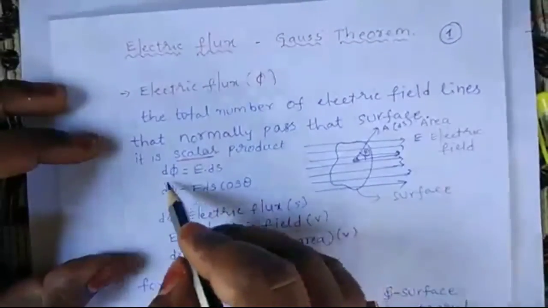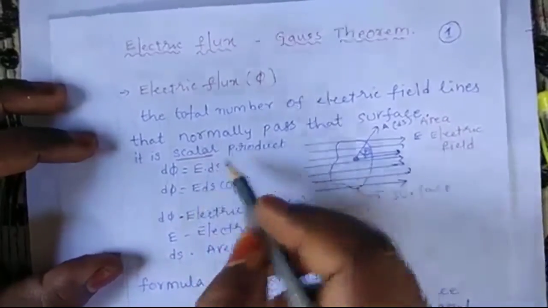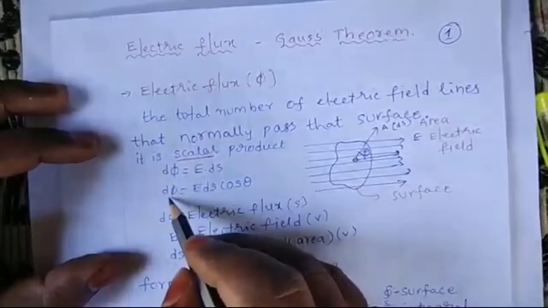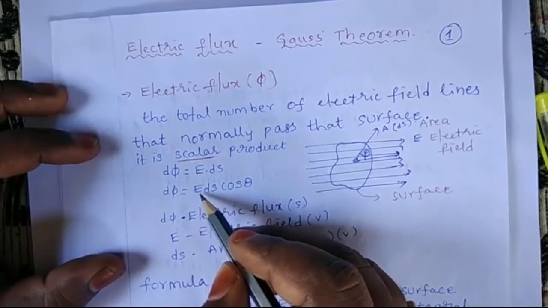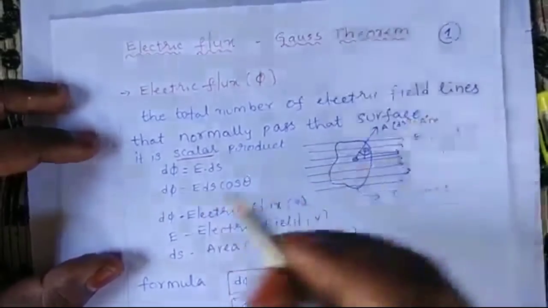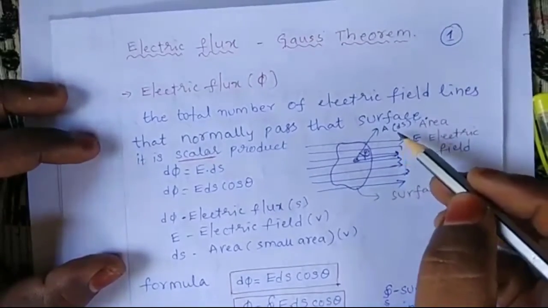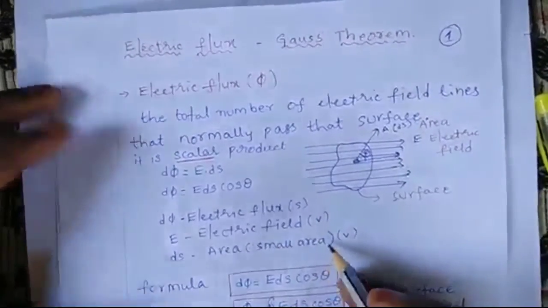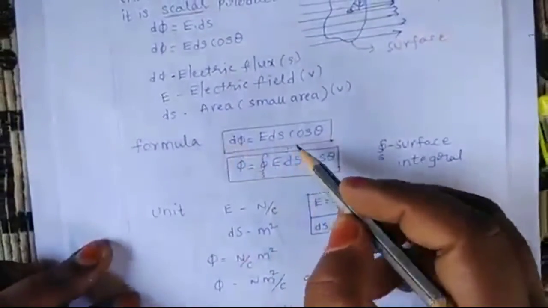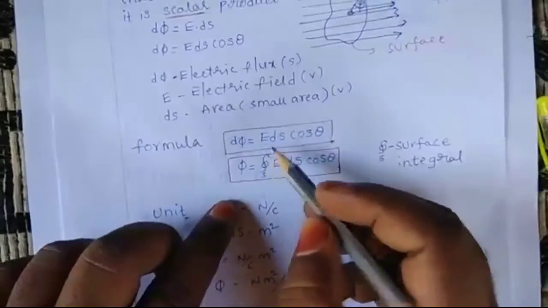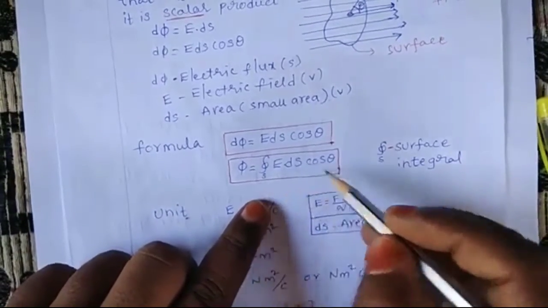So it is a scalar product. According to that statement, d phi is equal to E dot ds. According to the scalar product, d phi is equal to E ds cos theta. E means electric field intensity, ds means area vector, and cos theta means the angle between the electric field intensity and the area vector. So integrating both sides, we get phi is equal to the surface integral of E ds cos theta.